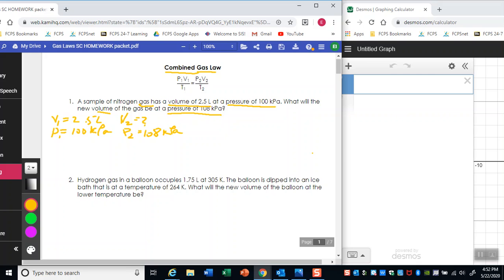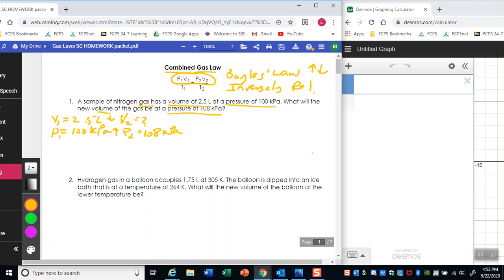All right, and so that tells me what I'm using. Notice this is a combined gas law because it has Boyle's law right here, which shows that pressure and volume are inversely related. What that means is if one goes up, the other goes down. Notice my pressure went up. So if I increase the pressure, that is going to decrease the volume. The volume is going to go down. So let's see what happens.